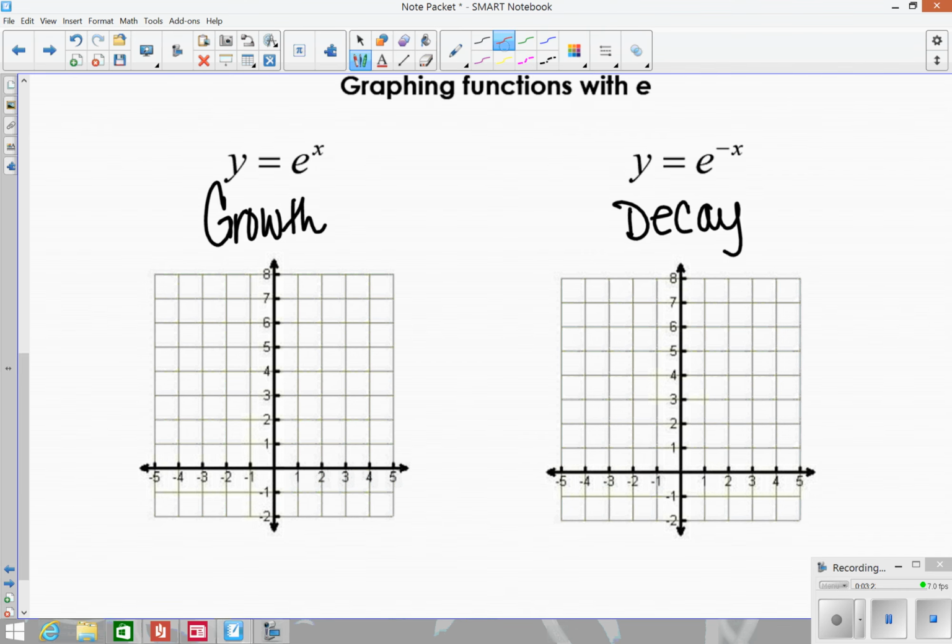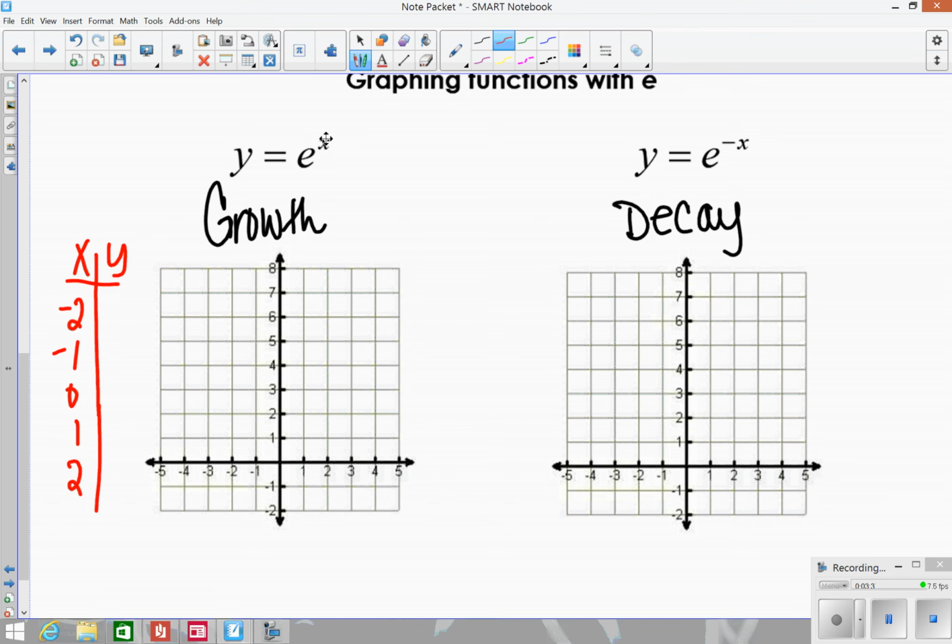So we're going to create a table. For this one, I'm just going to do -2, -1, 0, 1, and 2, just so I get a symmetric amount of points here. And then we're going to just plug in. So e to the -2 in the calculator, I'm going to round to 2 decimals, is 0.14. e to the -1 will be 0.37. e to the 0 is always going to be 1. e to the 1 is 2.72 if I round that. And then 7.39. I'm just plugging these right in for x into y equals e to the x.